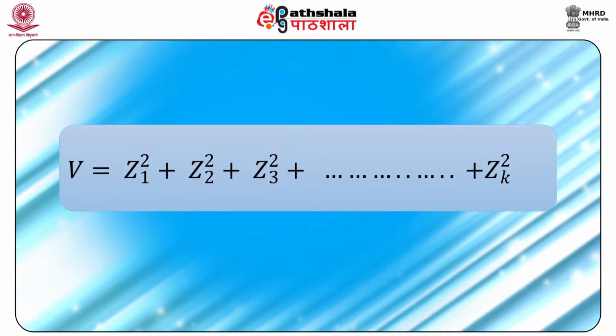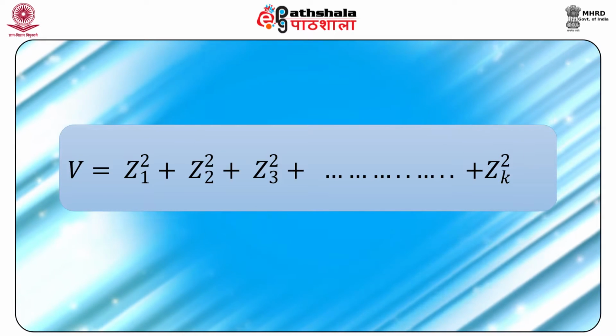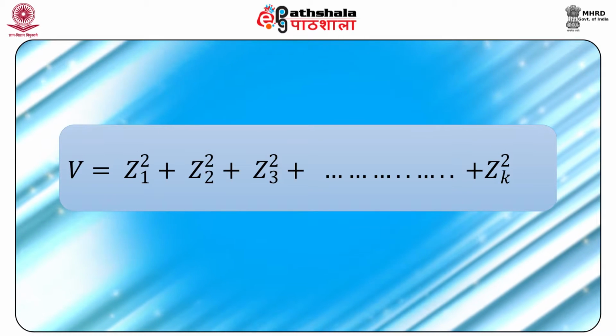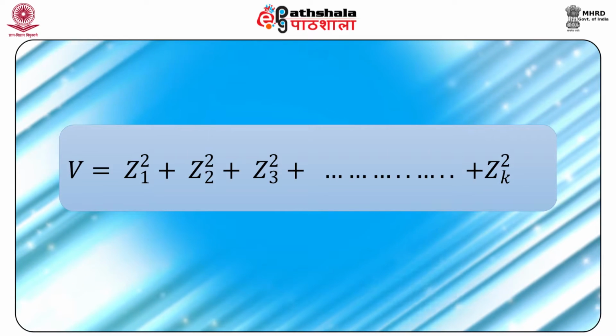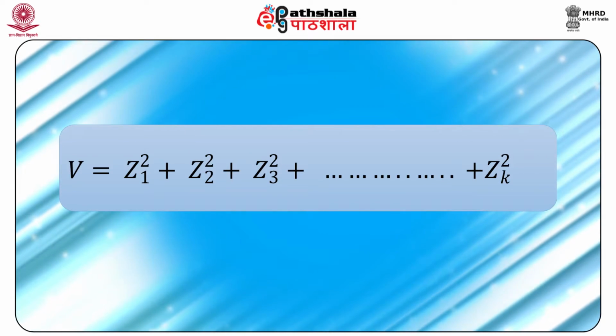Now, if Z1, Z2, up to Zk represent independent standardized normal variables, that is, Z is distributed normally with mean 0 and variance 1, then the quantity V equal to Z1 square plus Z2 square plus Z3 square up to Zk square is said to possess the chi-square distribution, denoted as chi-square k, with k degrees of freedom. Here, degrees of freedom means the number of independent variables that are summed up to make the quantity V.